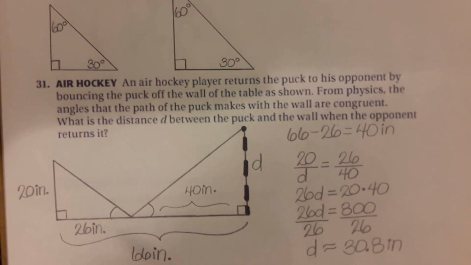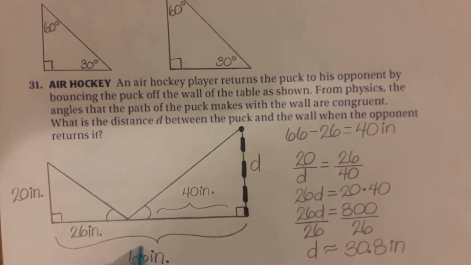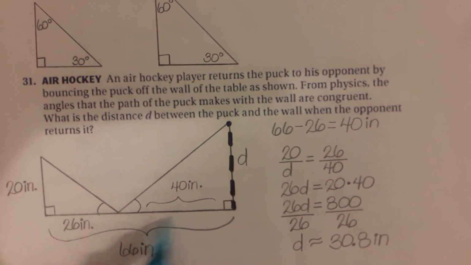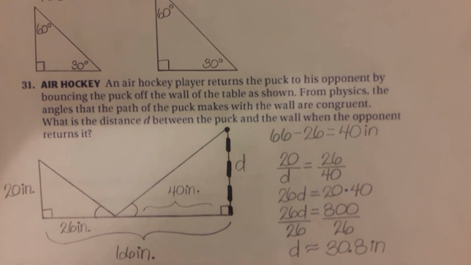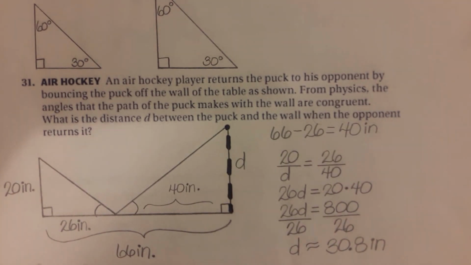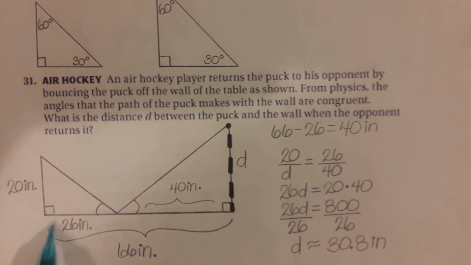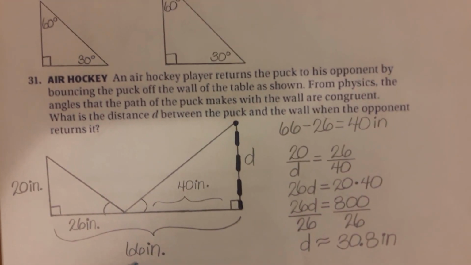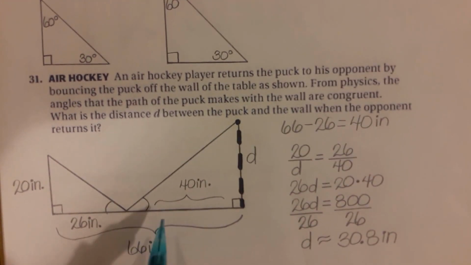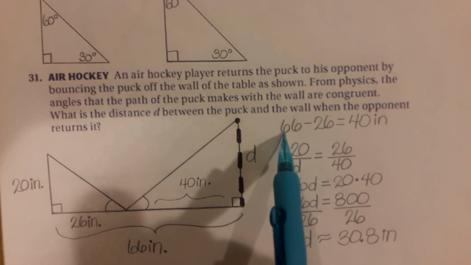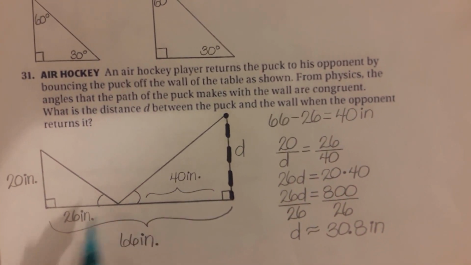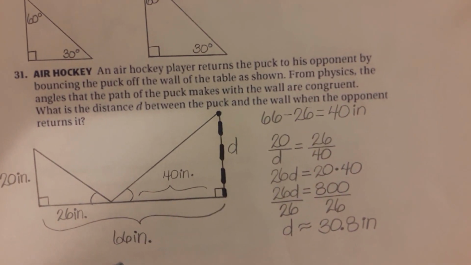Okay, so if you look at your diagram, and your diagram is also in your textbook, but I just kind of drew it out a little bit so I can see it better. Well, if you look at the diagram here, we have 20 inches, 26 inches, and then the total distance here is 66 inches. And I know that if I say 66 minus 26, I get 40 inches here. Okay, 26 and 40 will give me 66 again.